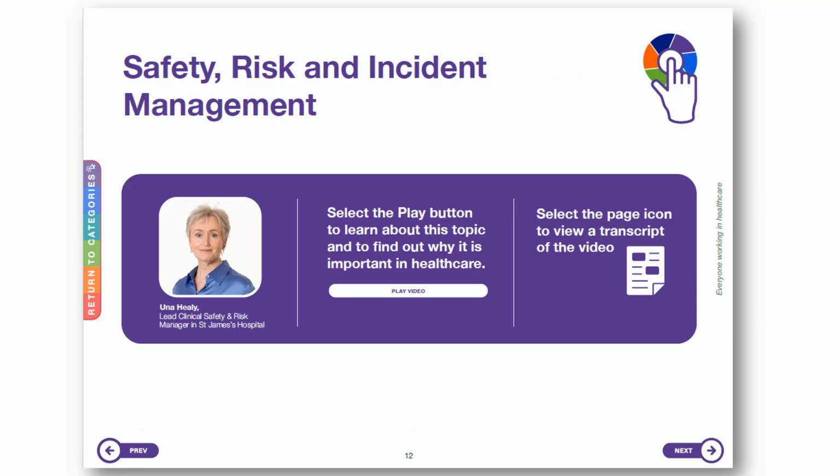At any point, if you want to return to the role category options, you can select the Return to Categories button on the left-hand side. Or if you want to go back and select a different topic, you can select the button on the top right, which will bring you back to the competency wheel. But for now, let's select Next to continue.